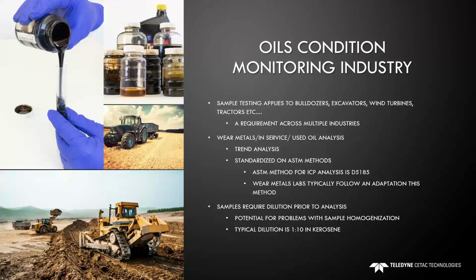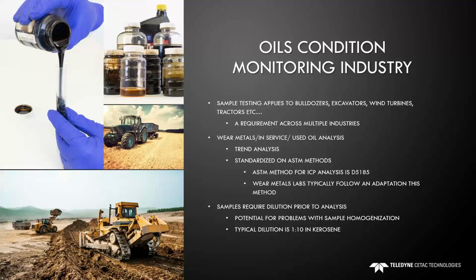This analysis is standardized on ASTM methodology. The method that applies to ICP analysis is ASTM D5185. That's the most commonly used method within these laboratories for ICP analysis. But most of the labs actually follow an adaptation of the method or use it as a guideline, as the ASTM requirements are fairly strict. They call for things like sample dilution by weight and running 3 replicates for every sample, which just are not practical for many of the laboratories who are doing high throughput work and maybe running, in some cases, more than 2,000 samples a day.